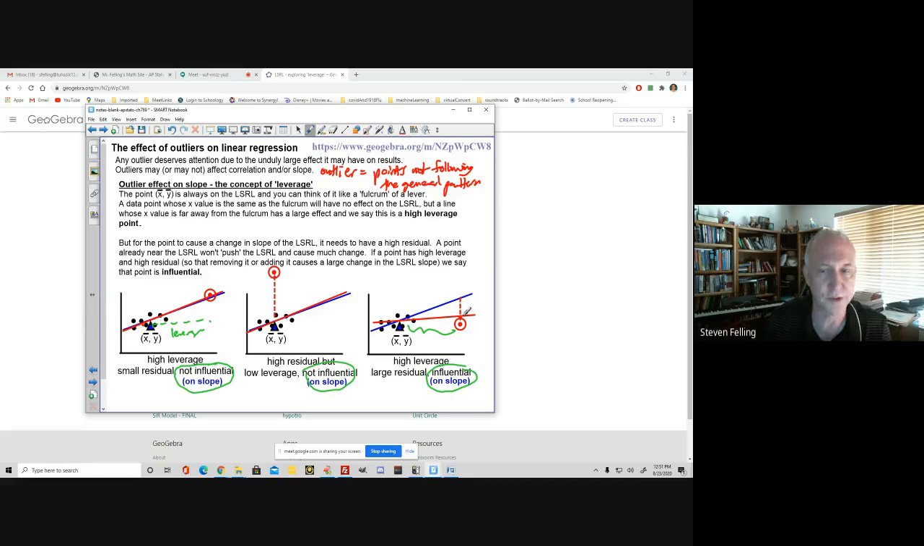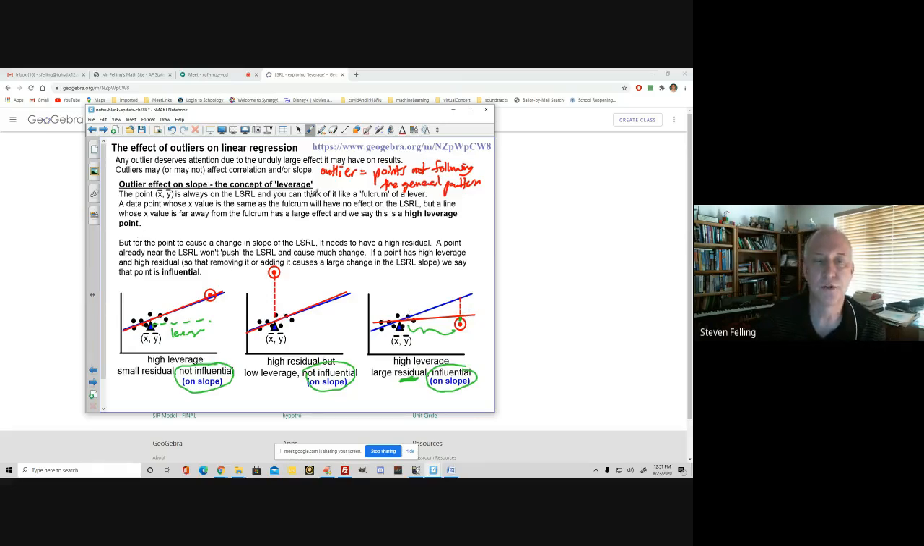Now, what's weird about this is when you include the point, it will tend to pull itself down and try to reduce its own residual as close to zero as possible. So if it has enough leverage, it actually will end up having a small residual. The word residual, you have to be cognizant of: are you talking about the residual before I include the point or after I include the point? Because when I include the point, it will pull the LSRL to itself if it has enough influence on the slope.